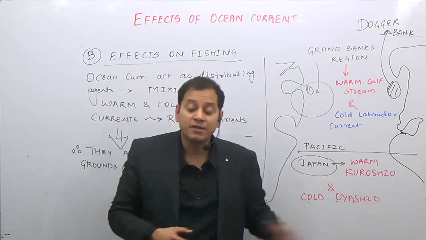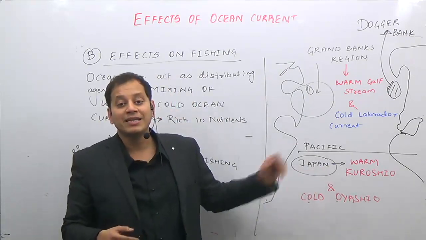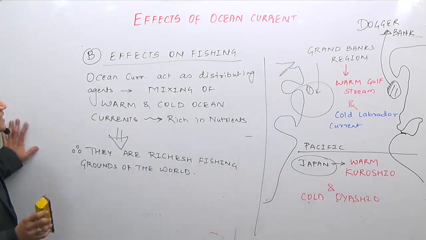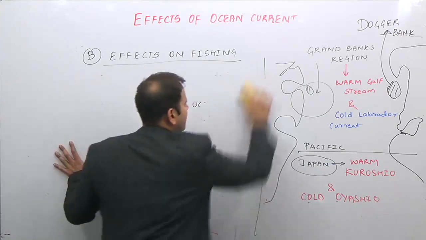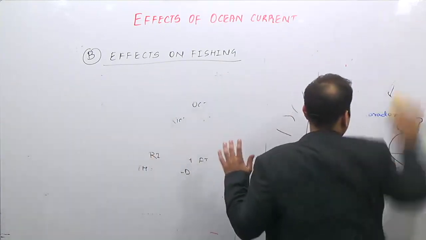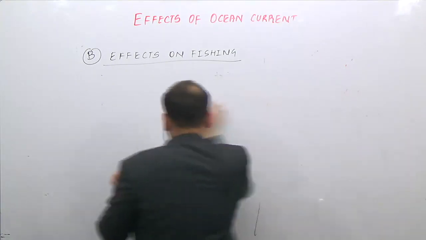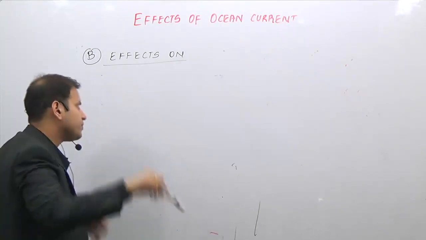And in the Pacific, due to the mixing up of warm Kuroshio and the cold Oyashio current along the coast of Japan, there are the richest fishing grounds of the world. So this is the effect on the fishing. And lastly is the effect on navigation.